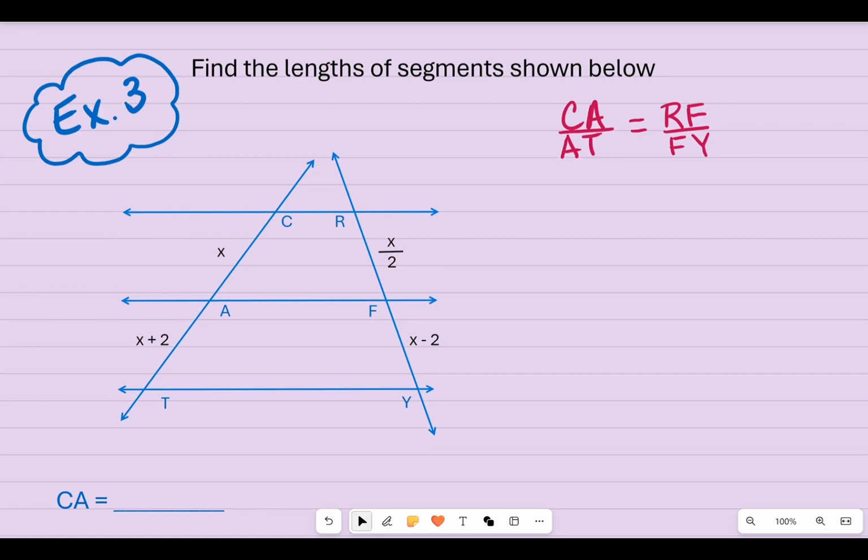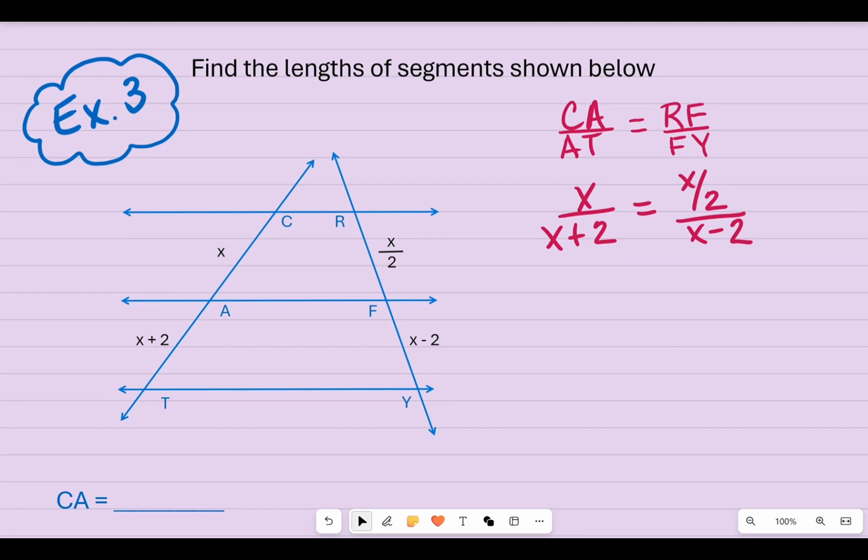So again, I can go ahead and set up my proportions, which I've done already, and then I'm going to substitute accordingly. Based off of CA, I see that that's x, AT is x plus 2, RF is x over 2, and FY is x minus 2. I'm just trying to challenge you. It doesn't have any number, so we're going to have to figure out what x is and then go back and find the lengths of the segments.